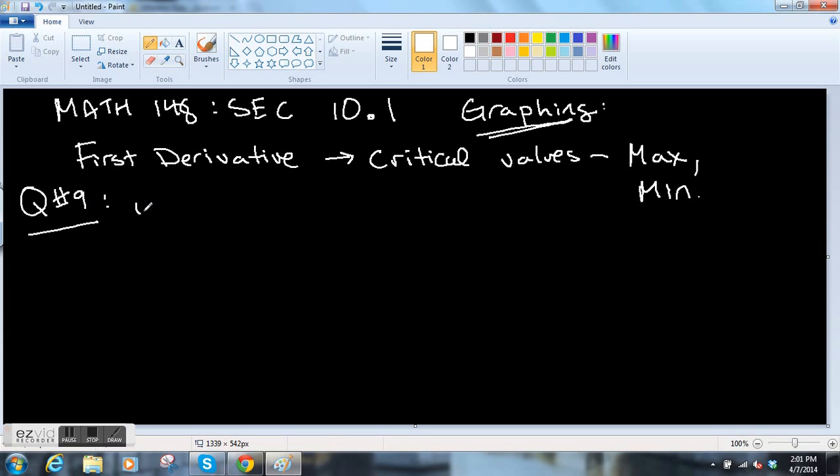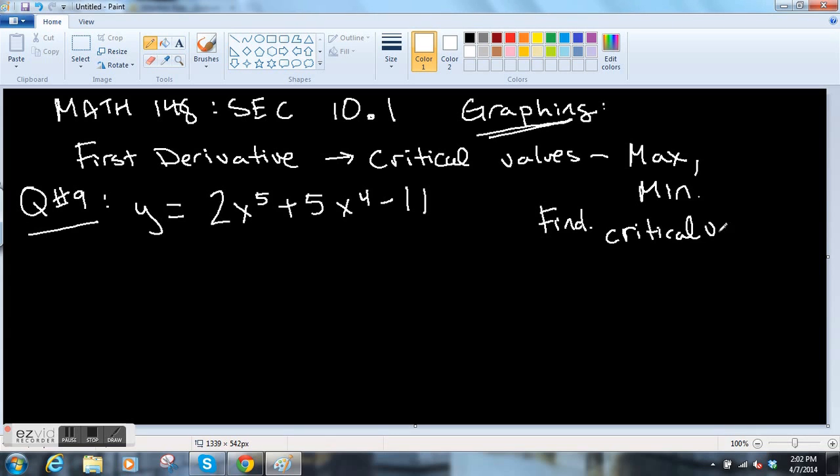You have a function, y equals 2x to the 5th plus 5x to the 4th minus 11. And the book tells you to find the critical values and then make a sign diagram and determine if they are relative maximums or minimums. So the first part, find the critical values. This is something you need to be able to do for your test. Find the critical values and determine if they are maximums, relative maximums, or minimums.